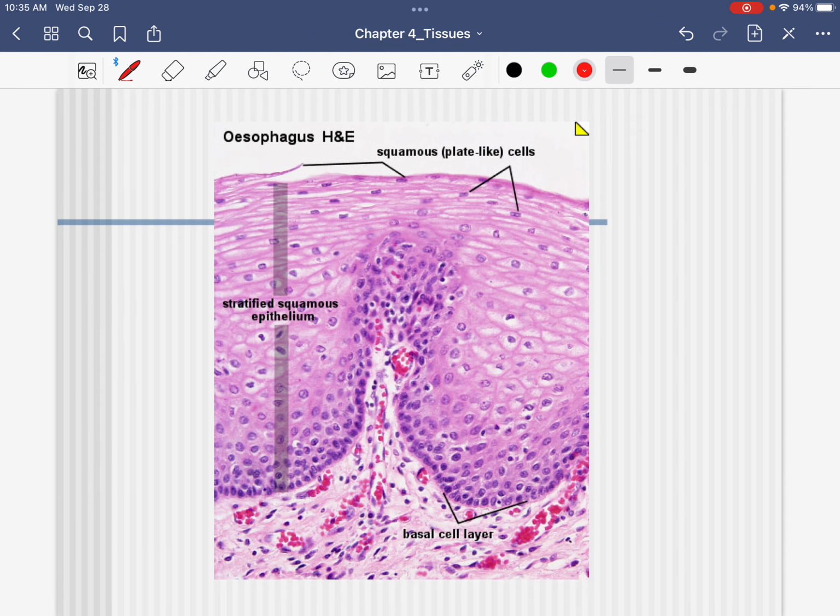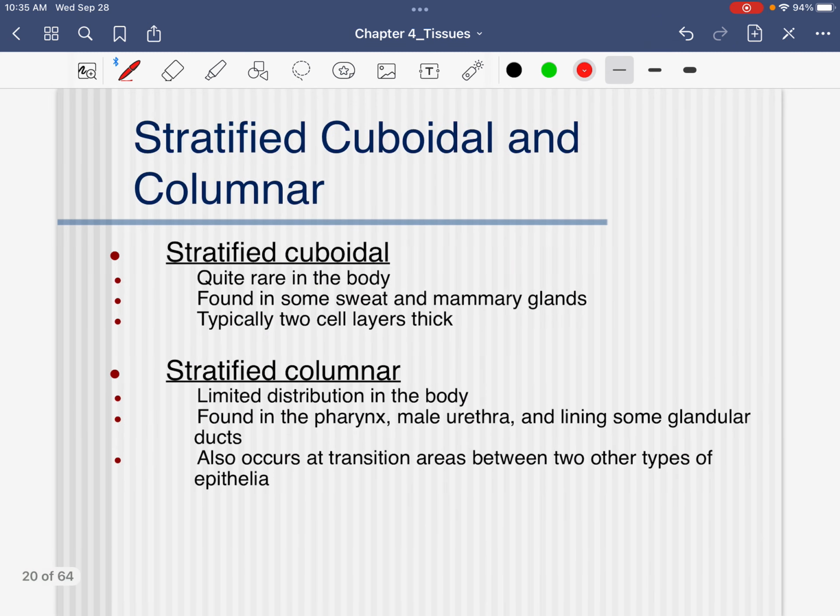And I've included just some histology slides to show you. All right. There are other types of epithelium that we're not covering. So in our body, it does exist, stratified cuboidal and stratified columnar. However, you don't need to know these. I just wanted to point out that they exist, but they're rare in our body. We don't have a whole lot of them. So that's why we're not spending time on it.